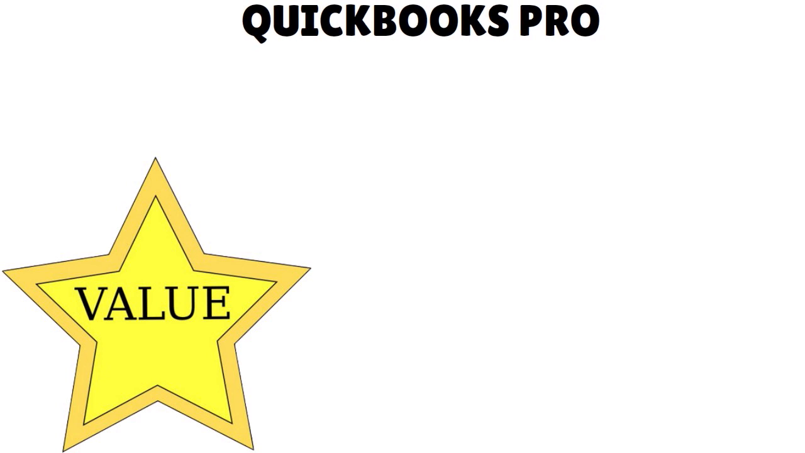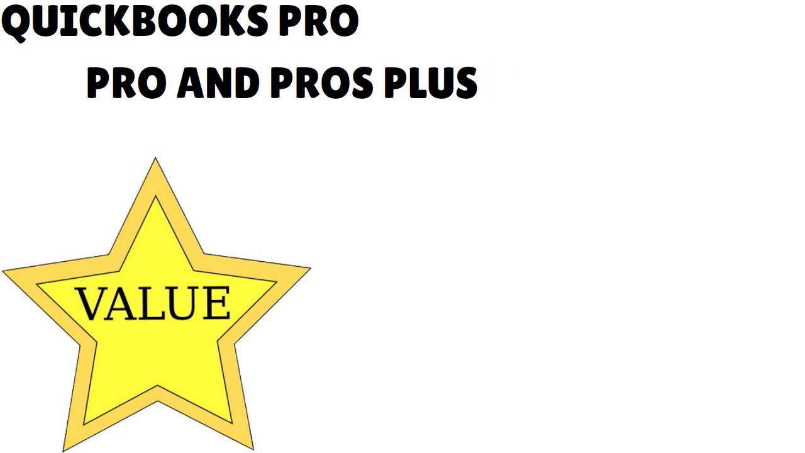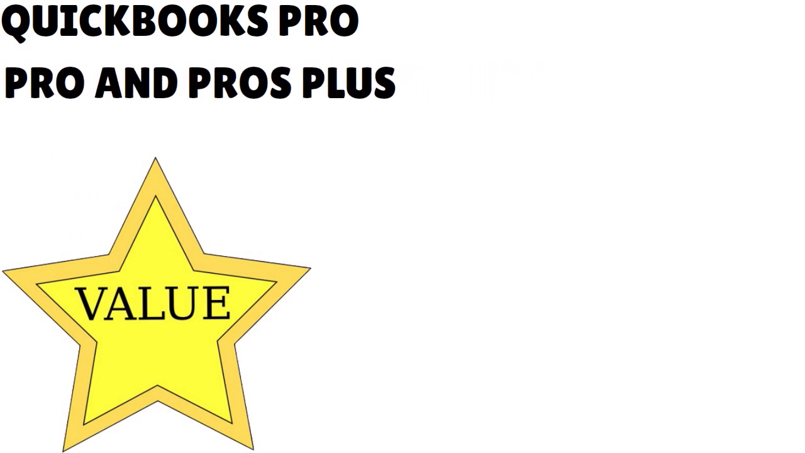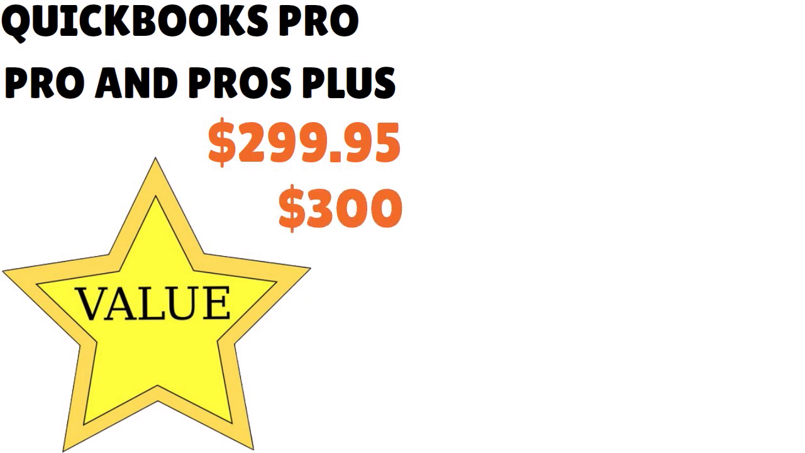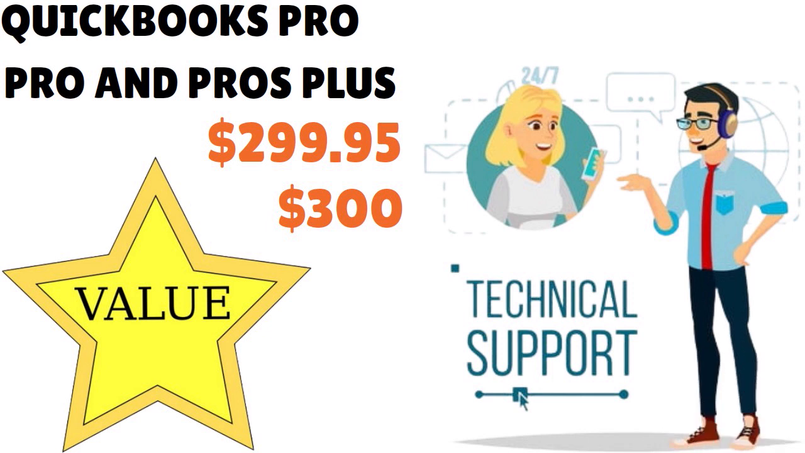Let's talk about QuickBooks Pro. Now, because Pro is an on-premise software, its pricing structure is different from that of QuickBooks Online. Pro is available in 2 plans, the Pro and the Pro Plus. The Pro plan costs a one-time fee of $299.95 and includes technical support only for the first month. On the other hand, Pro Plus offers the best value for a $300 annual subscription with unlimited 24/7 technical support. So that's for the QuickBooks Pro pricing.